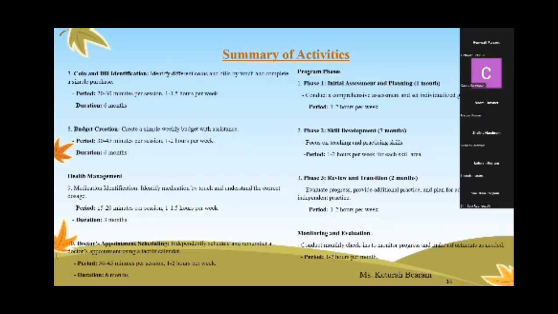Budget creation. Create a simple weekly budget with assistance. This period will be for 30 to 45 minutes per session, 1 to 2 hours per week. The duration will also be for 6 months.